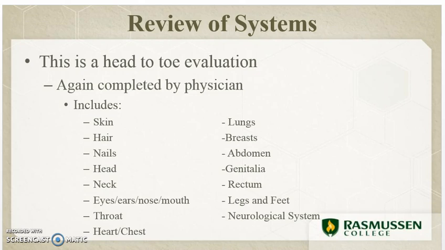They will then look at the rectum and assess for any lesions or masses. Most physicians will only do this if they're after age 40, and they will also do an occult blood test. The legs and feet will be examined, and what they're looking at is the joints and the pulses. They'll also look at strength and range of motion.